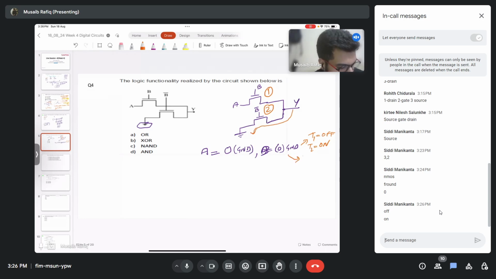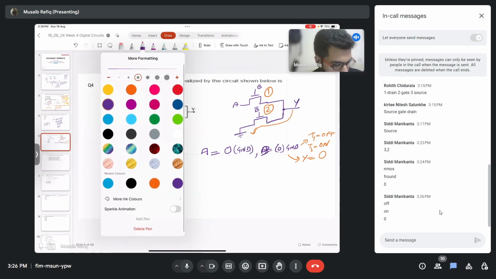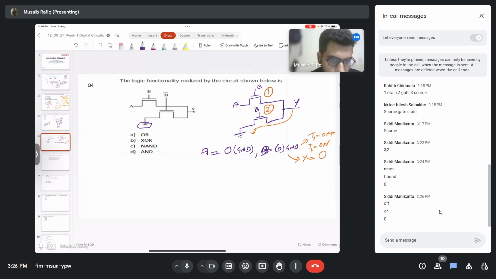And what will be my Y equal to then? Correct. Others, please also join in. Not only one student's answer, others should also take part in.